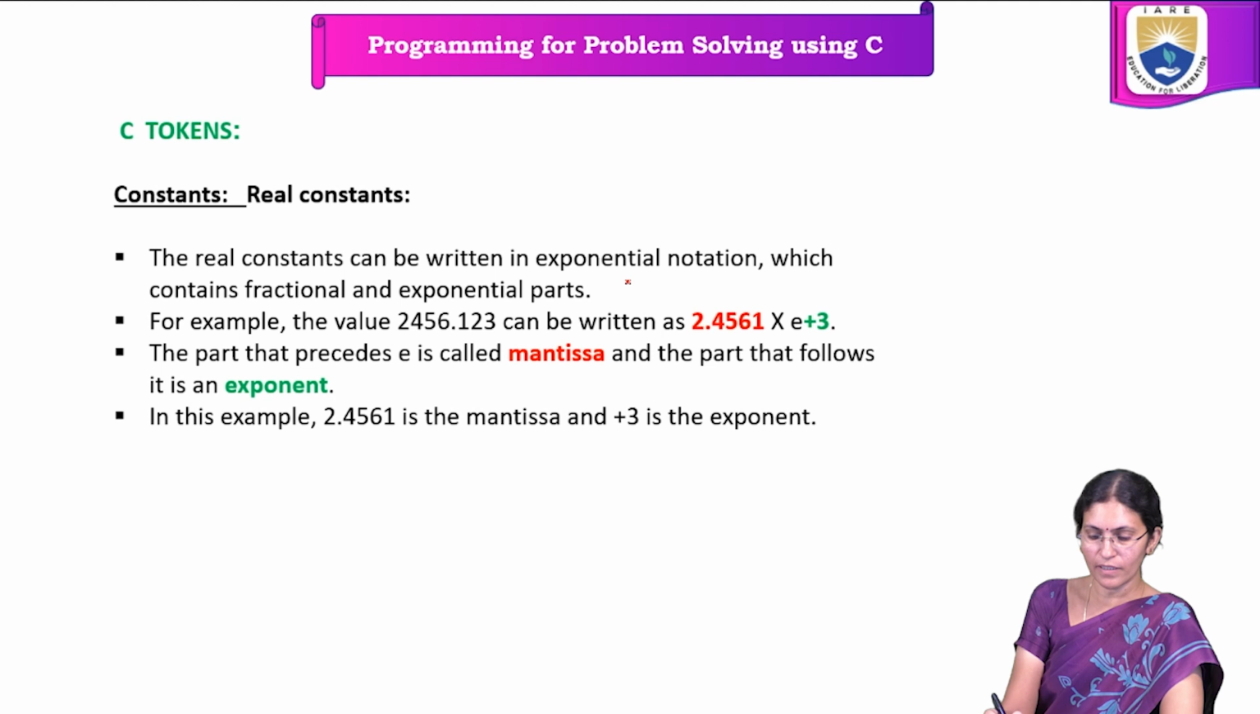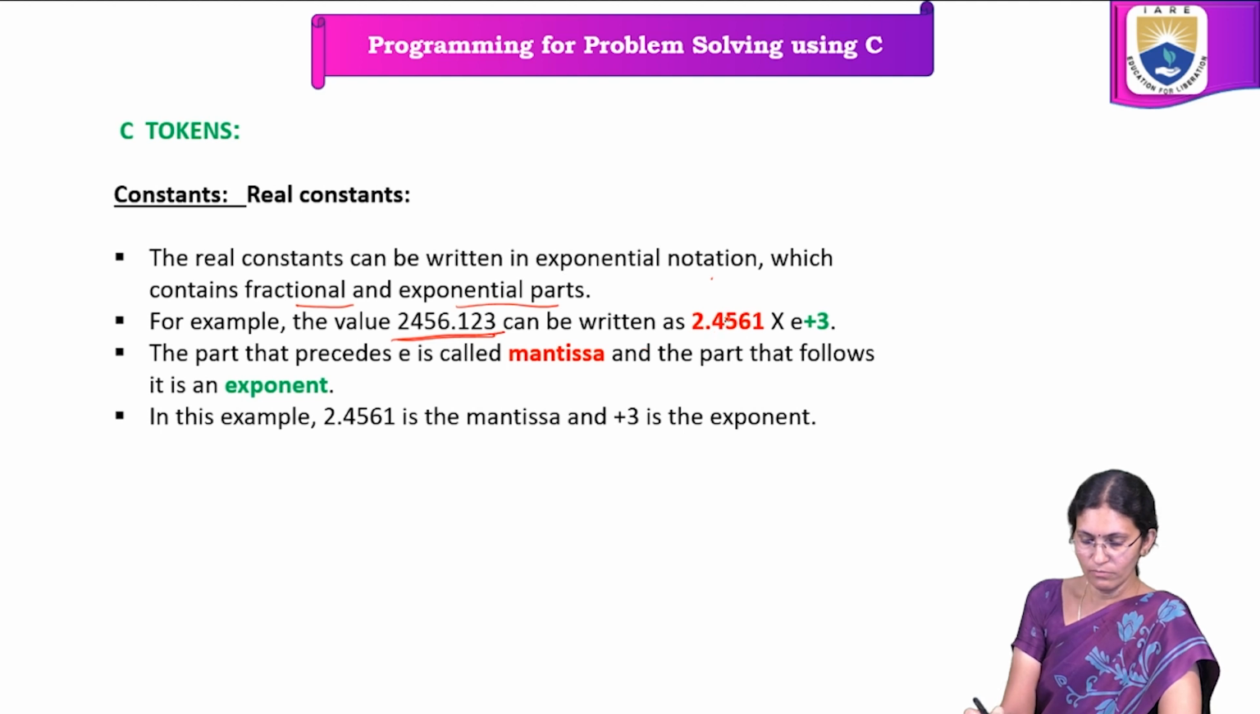Real constants can be written in exponential form also, which contains a fractional as well as an exponential part. For example, if we have this real constant, it can be written in exponential form as 2.4561 into 10 power 3. So we can write it in exponential form as 2.4561e+3, because we have plus 3 here.